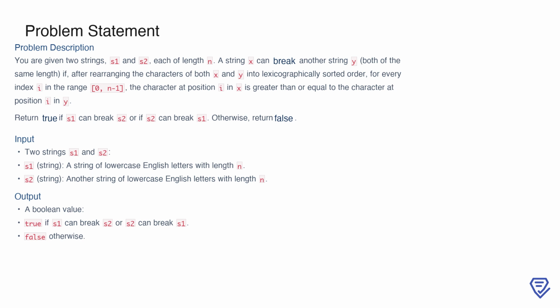The input consists of two lowercase English strings of equal length, and the output is a Boolean value indicating whether the condition is met for either string breaking the other.